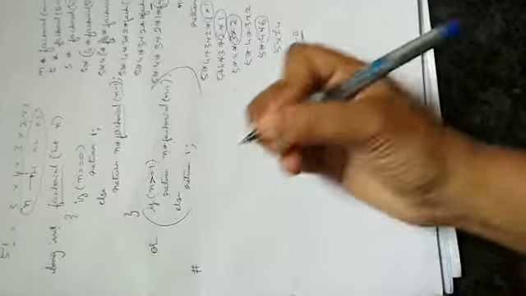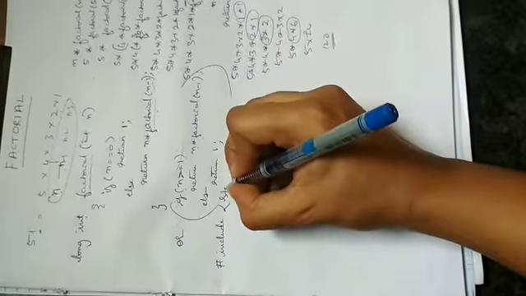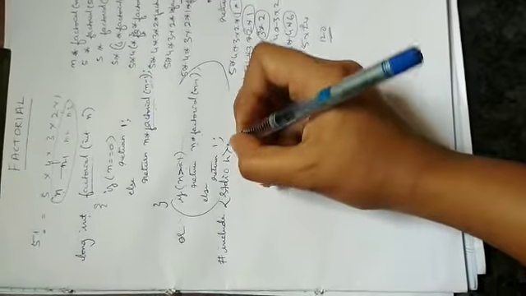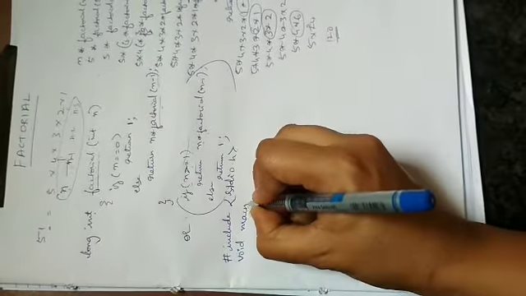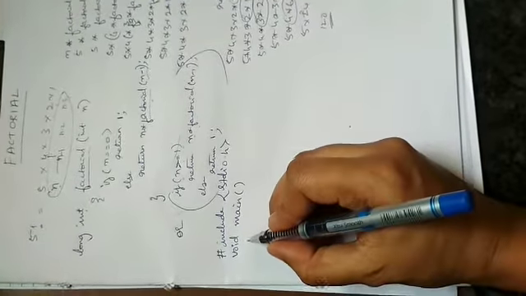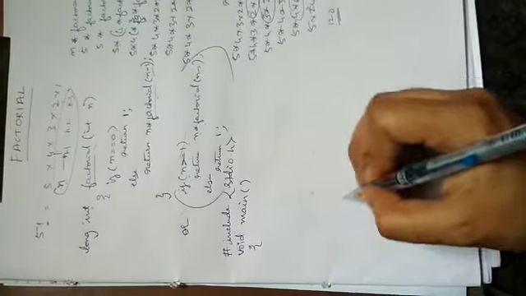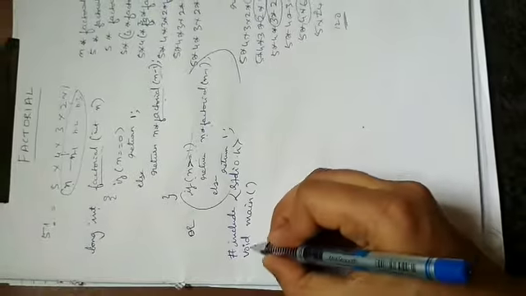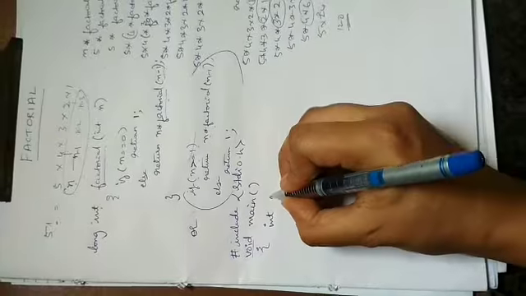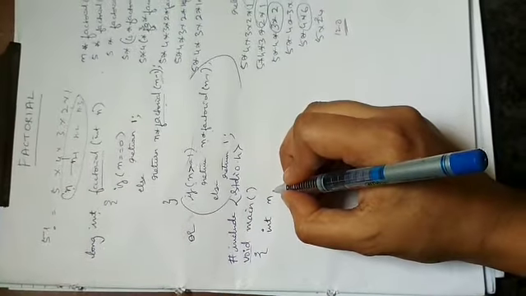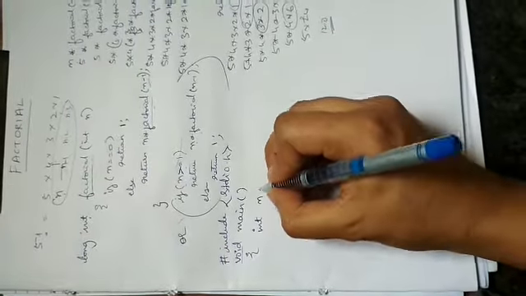So we can write it as #include <stdio.h>. Then void main. Void is the return type for main. Void means that after doing this main function, we are not going to return any value to the system. So here we require to declare n, because I require the value of n.